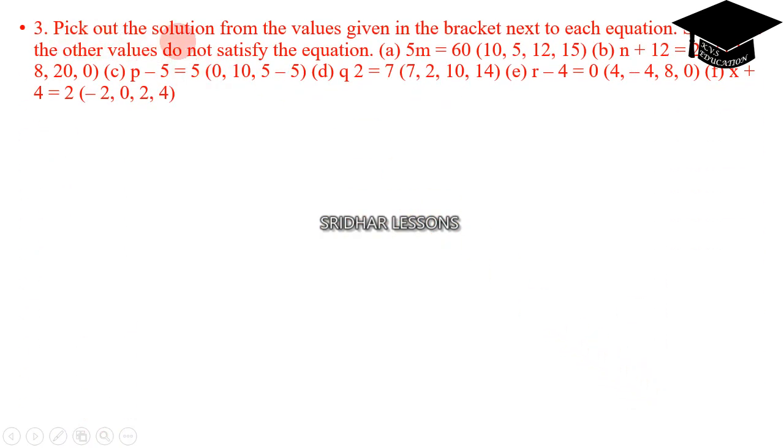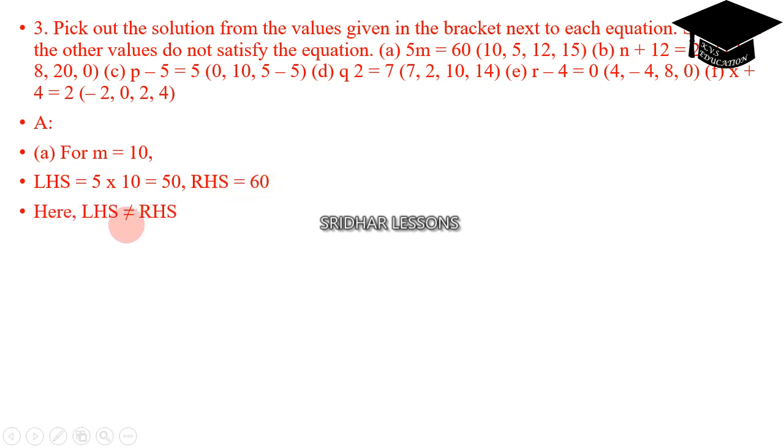Question number 3. Pick out the solution from the values given in the bracket next to each equation. Show that the other values do not satisfy the equation. Question A. 5m is equals to 60. For m is equals to 10, 5 into 10 is equals to 50, but RHS is equals to 60. Here LHS is not equal to RHS. Therefore m is equals to 10 is not the solution of the equation.